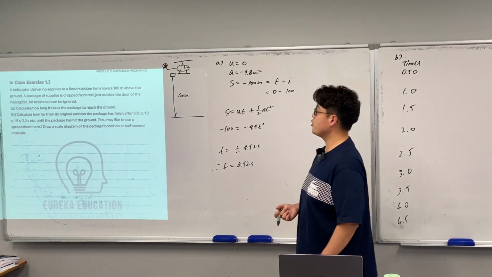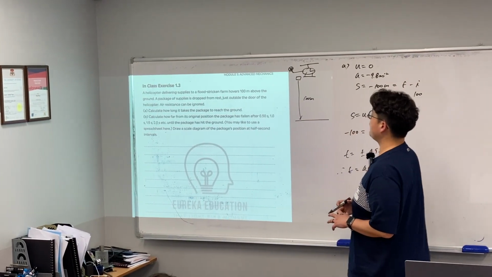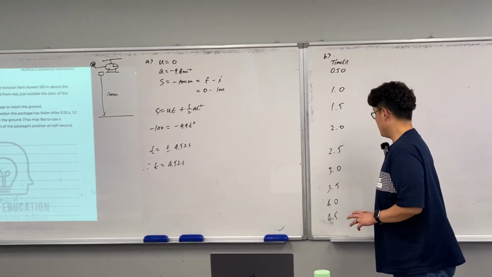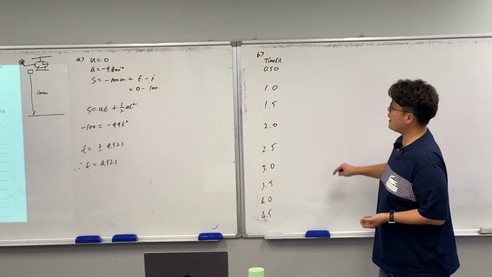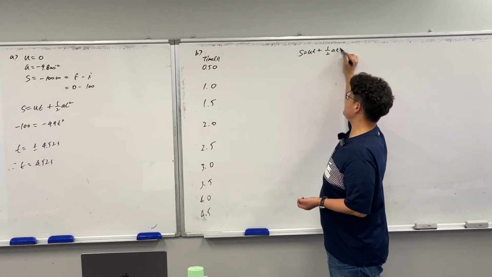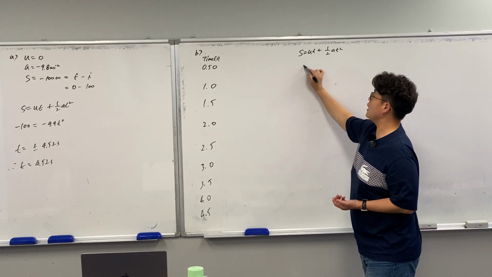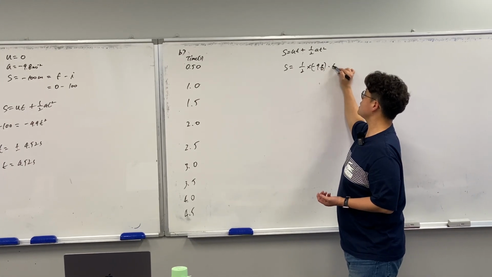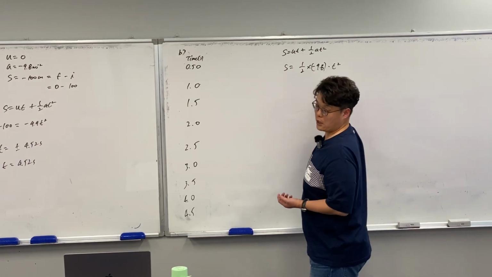Next one, B. Calculate how far from its original position the package has fallen after 0.5 seconds, 1 second, 1.5 and 2 seconds, etc. Let's go up to around 4.5 seconds, because that's the time it's dropping down. The formula you have to use for that is S equals UT plus half AT squared all the way. We can simplify UT to 0, so S is always half times minus 9.8 times T squared. Then you just need to substitute the values in and use a calculator again and again.